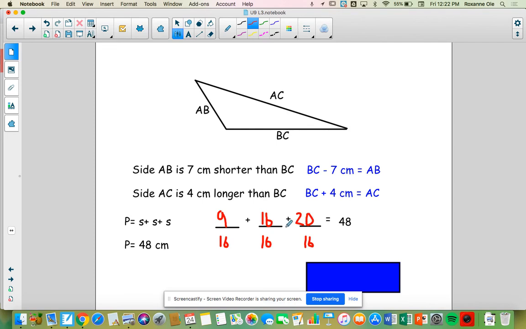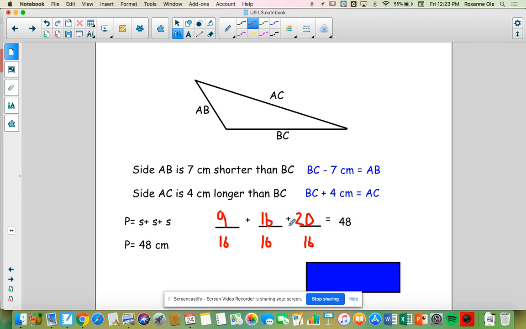Okay. Now we check it. That was our guess. Now we're going to check it and we're going to add it up and we're going to see if that equals 48. And it does not equal 48. It equals 45. So we're close.